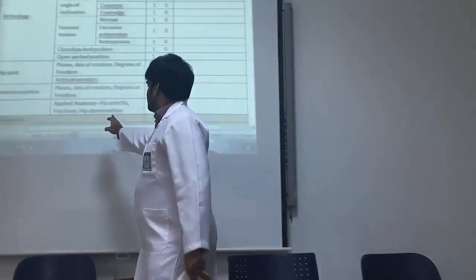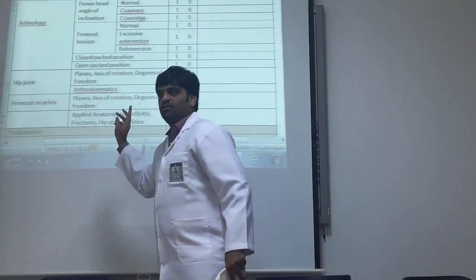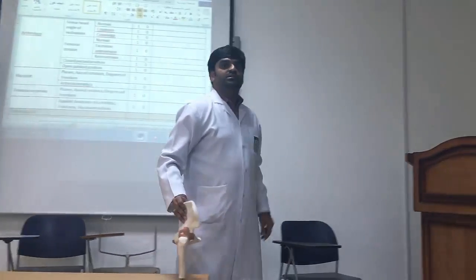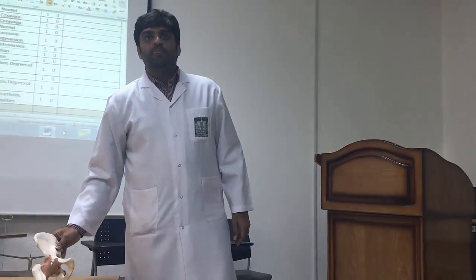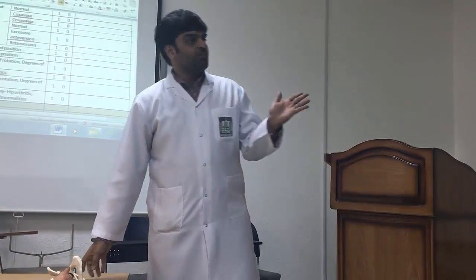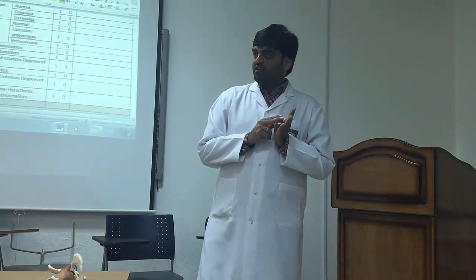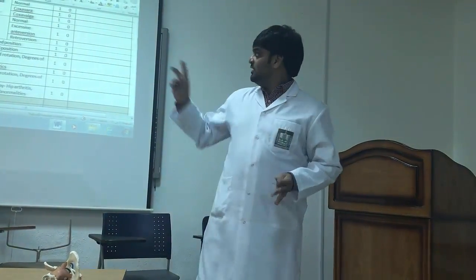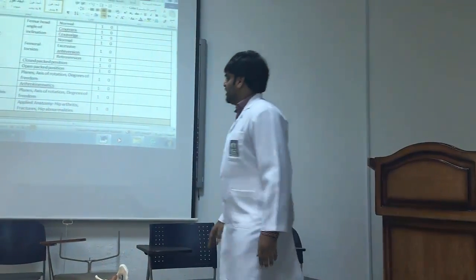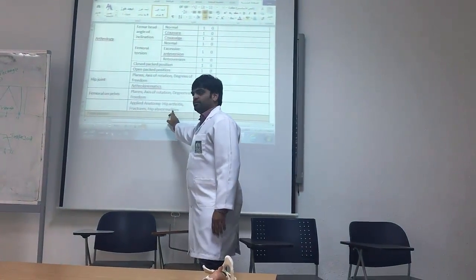What are hip abnormalities? What is the meaning of abnormal? Abnormal means not normal. Like your coxa valga, coxa vara, excessive anteversion, retroversion. This all comes under your hip abnormalities.